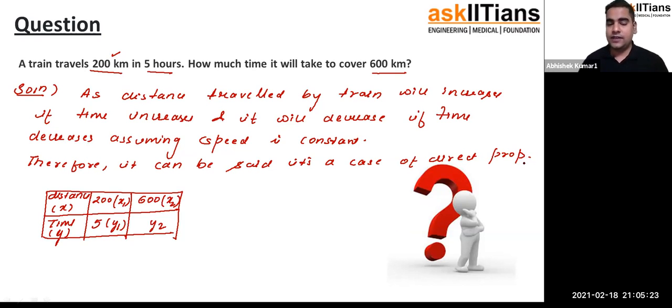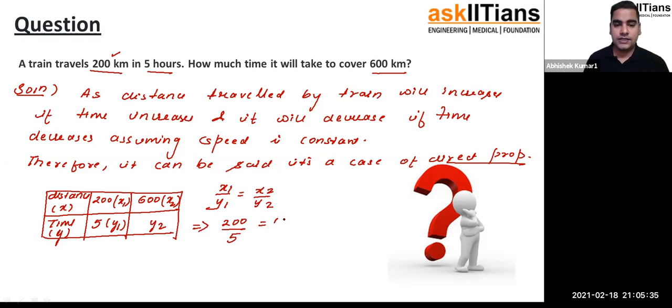As it's a case of direct proportion, we know the formula, which is X1 over Y1 is equal to X2 over Y2. So if I substitute the values, what will I get? I will get 200 over 5 is equal to 600 over Y2. So what will I get? I will get Y2 is equal to 5 into 600 over 200.